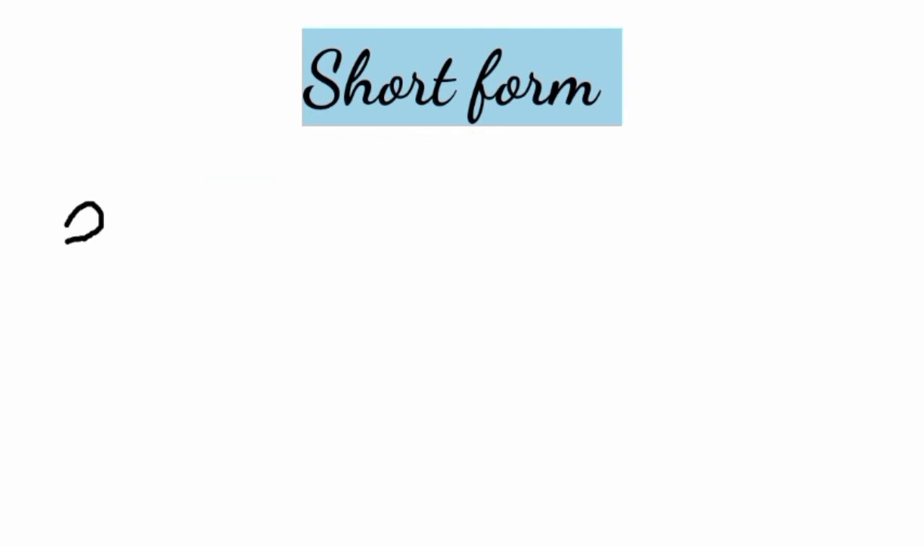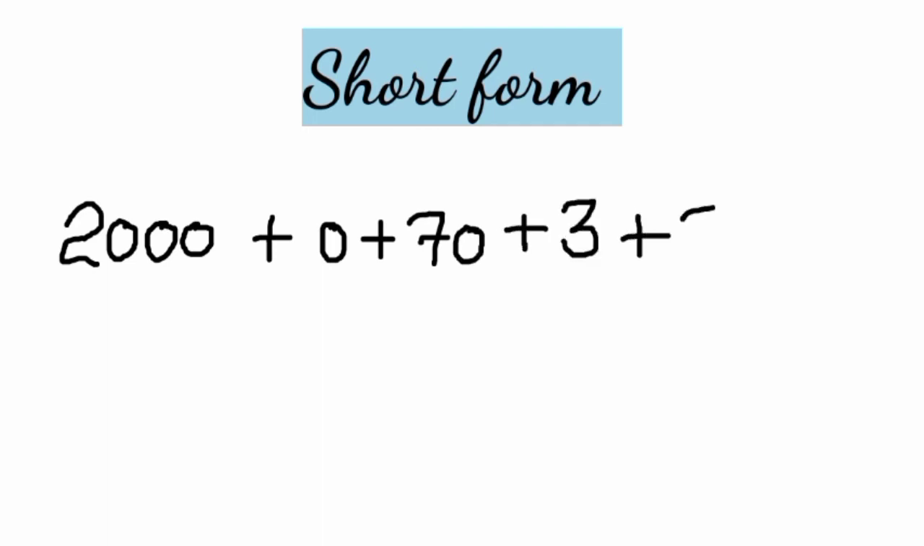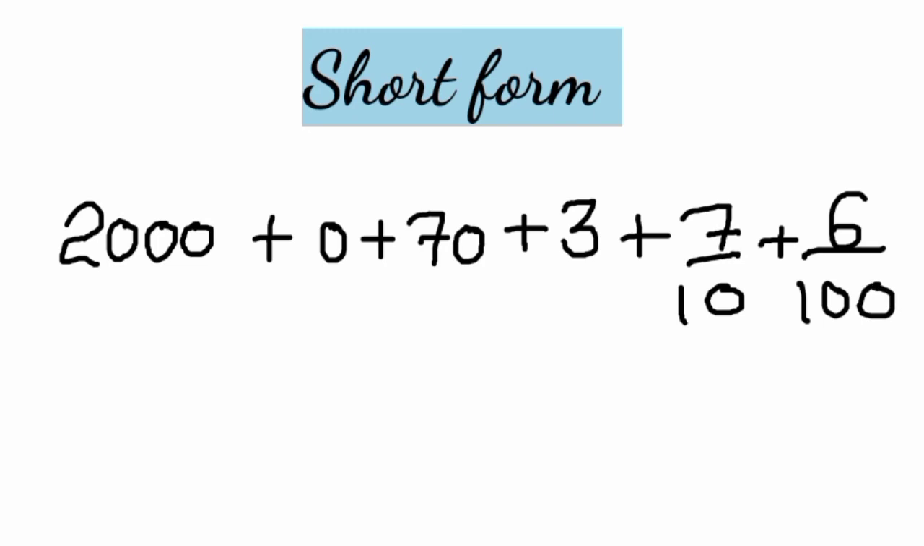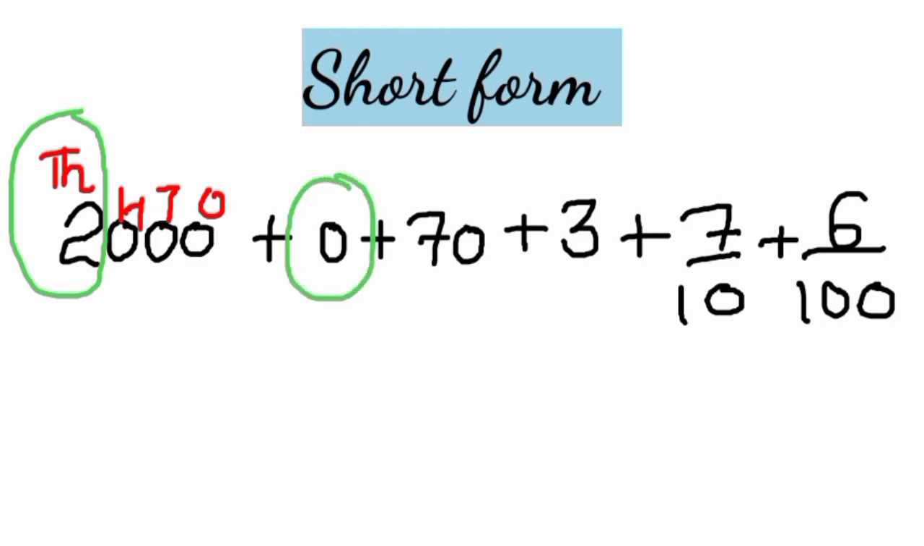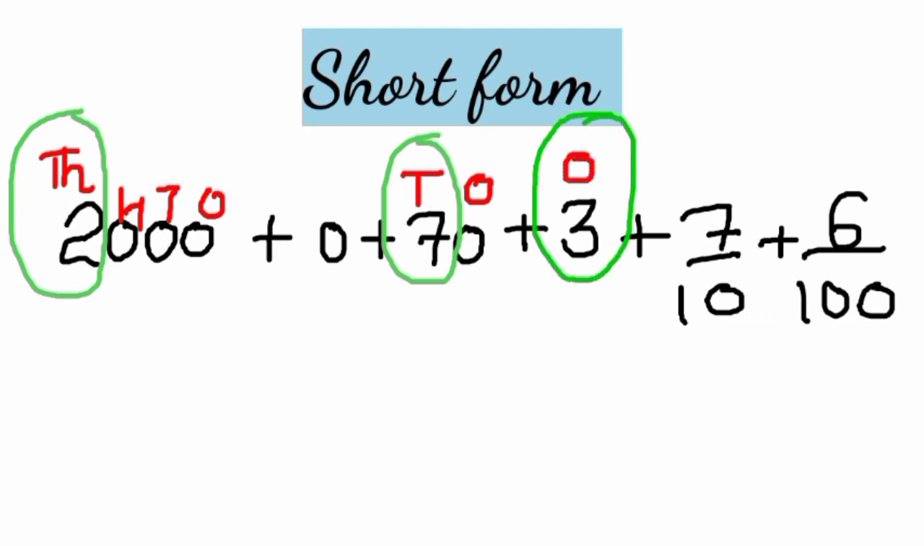Clear? So this is 2000 plus 0 plus 70 plus 3 plus 7 upon 10 plus 6 upon 100. Clear? Now in this 2000, check ones, tens, 100, 1000. This 2 will be at 1000 place. Clear? Now the 0 means nothing. Check the 70, ones, tens. So 7 will be at tens place. This 3 is at ones place. And the 7 upon 10 means tenth place.